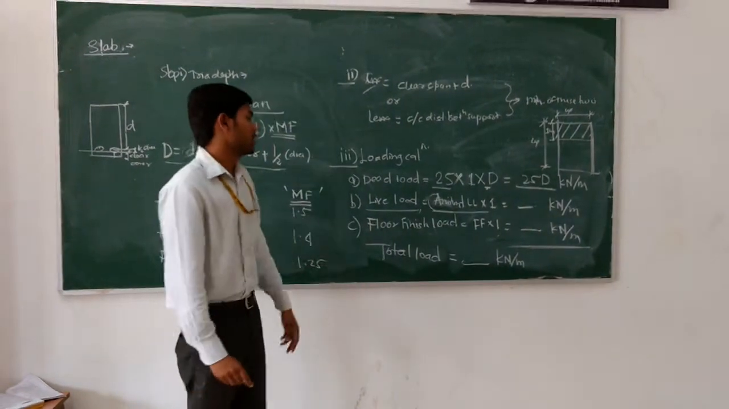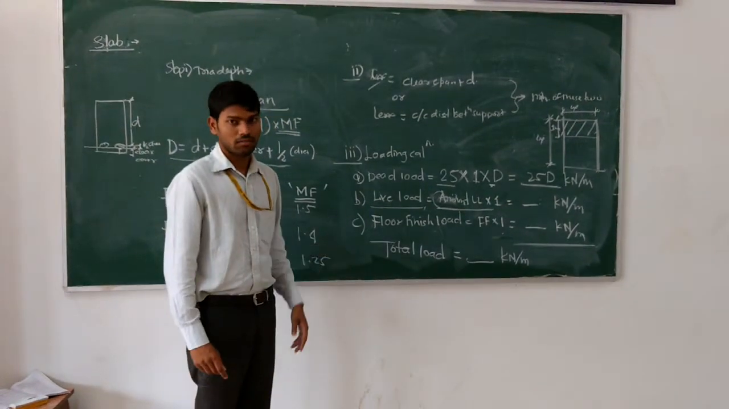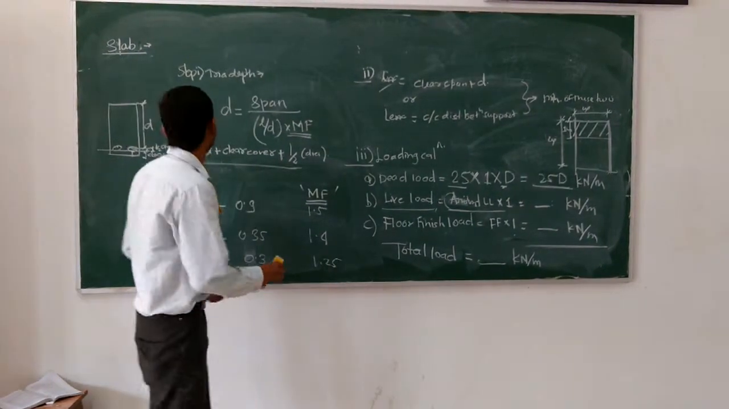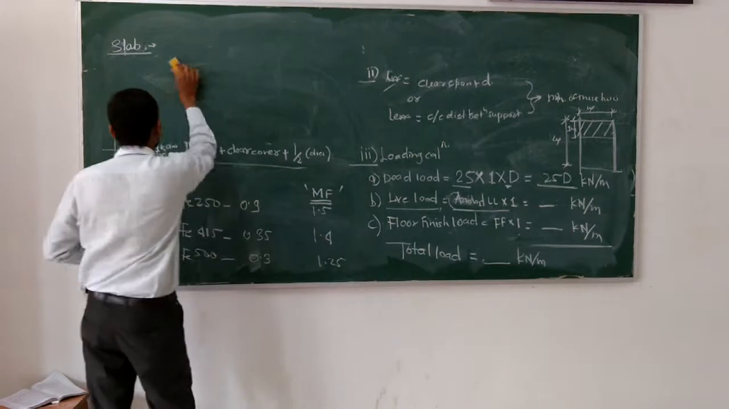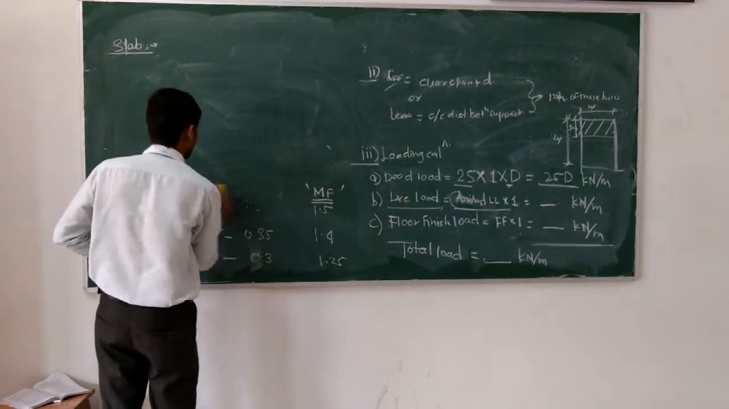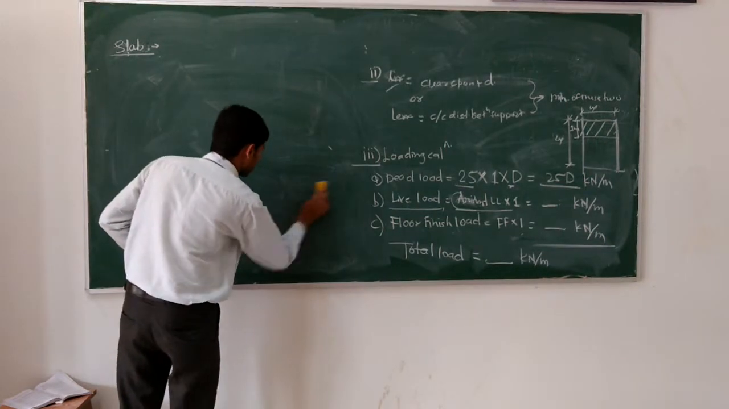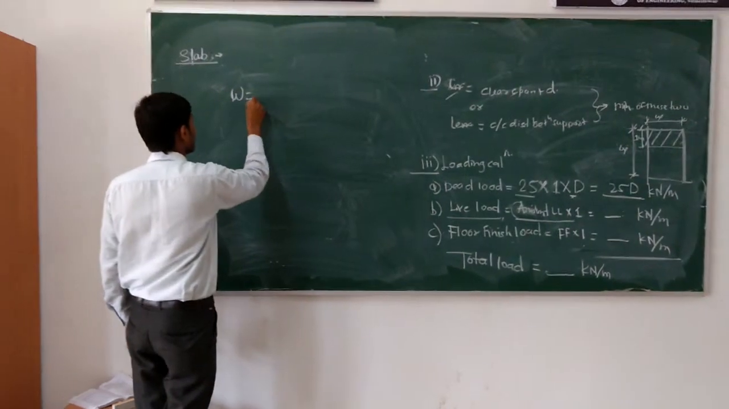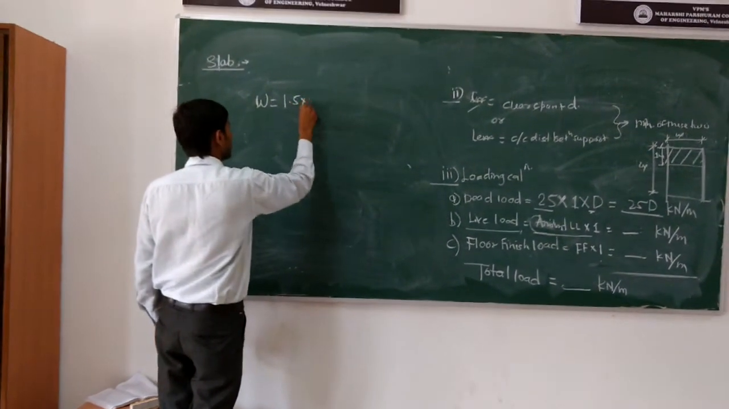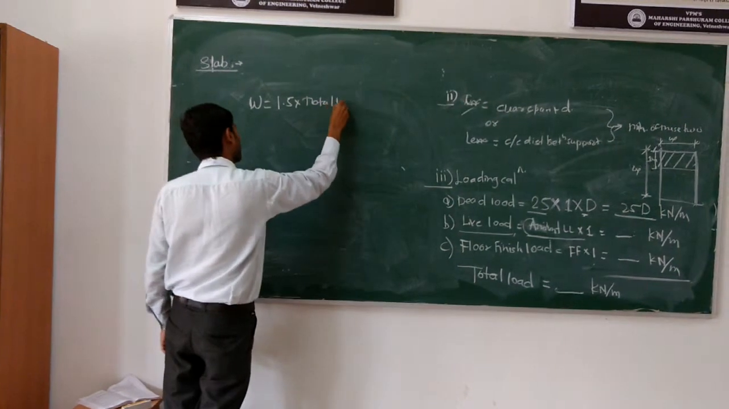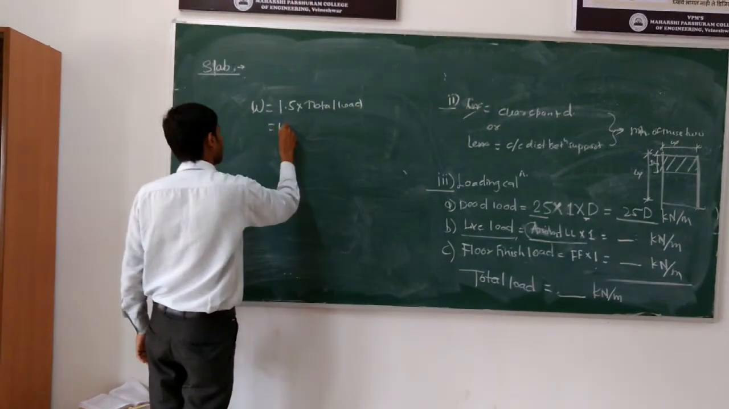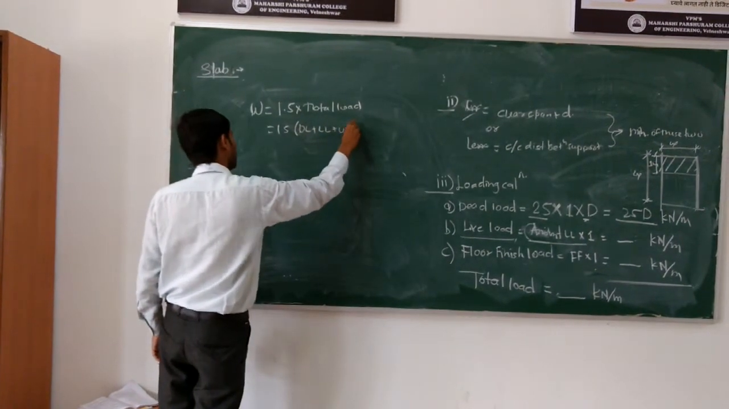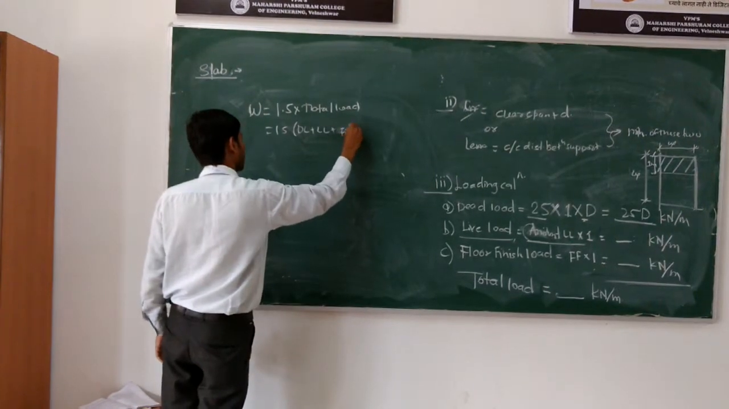Then we have to multiply the total load by load factor, that is 1.5. So we will get the factored load. Factored load W is equal to 1.5 into total load. That is 1.5 into dead load plus live load plus floor finish load.